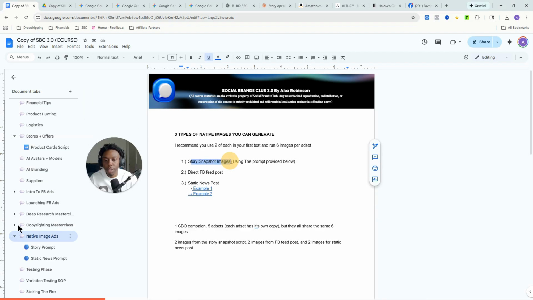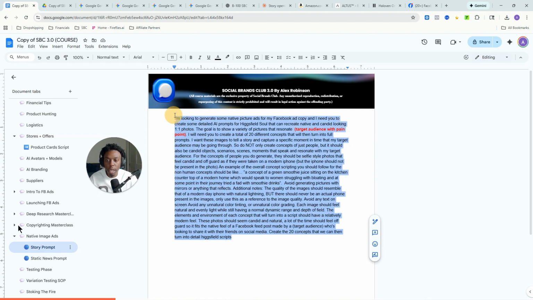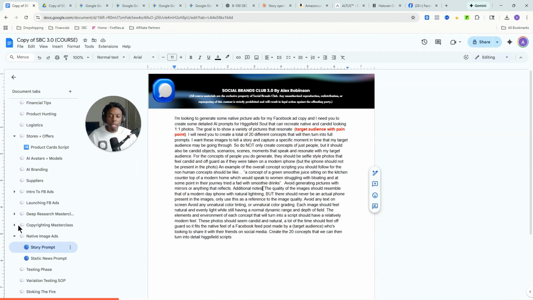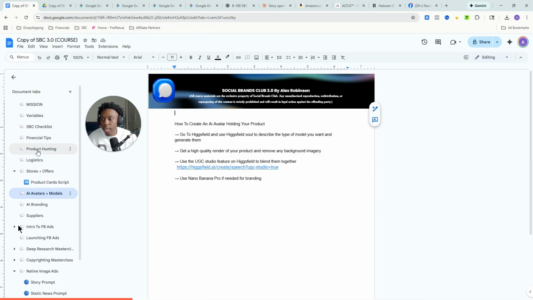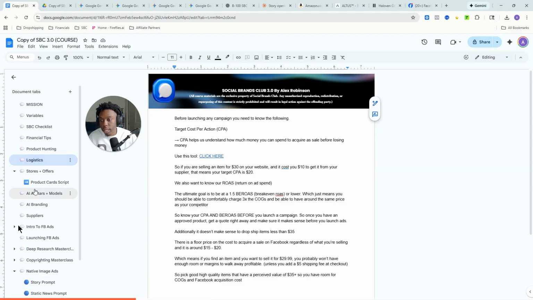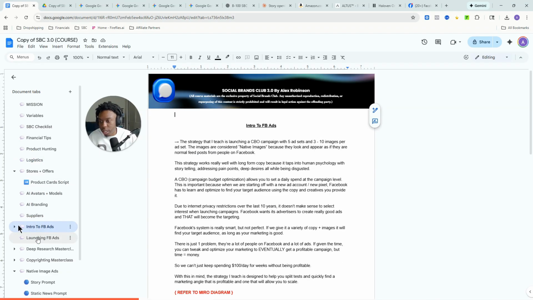So the story snapshot images. This is the same prompt that we've always had inside the program. You can go down here and just read it for yourself. The goal here is to get a snapshot into someone's journey and the problems that they may be going through. This is the same prompt that I used to generate some of my best native image ads that are performing really well to this very day for different niches and different products.